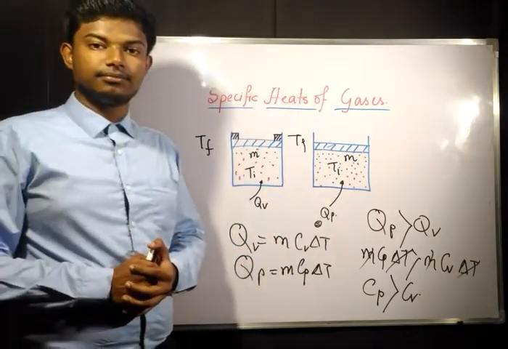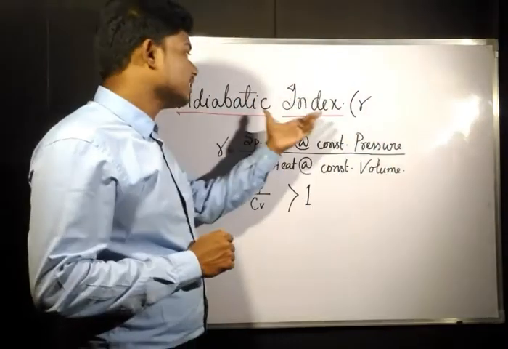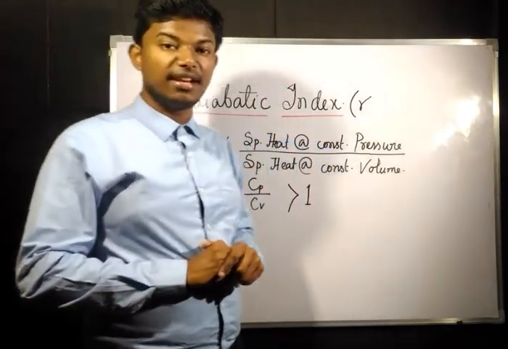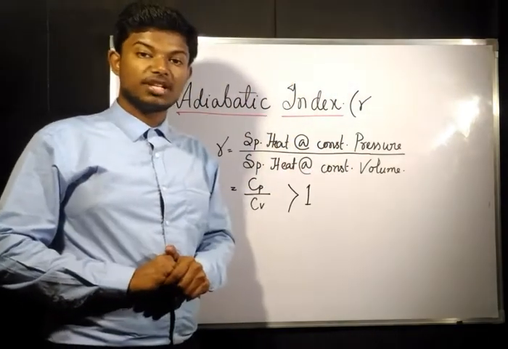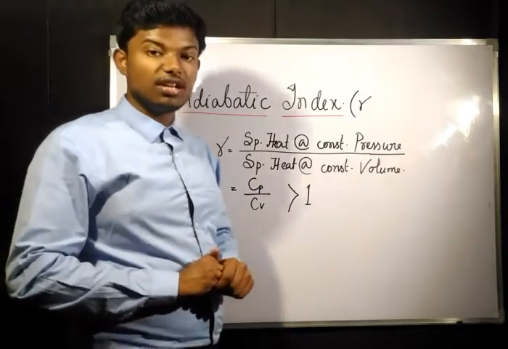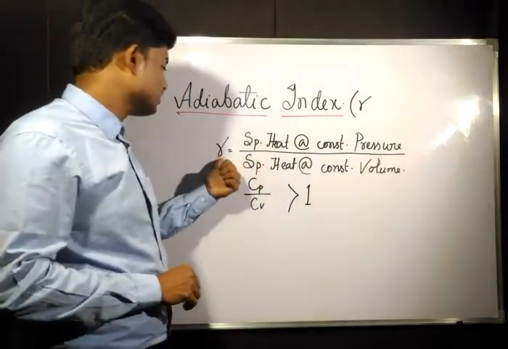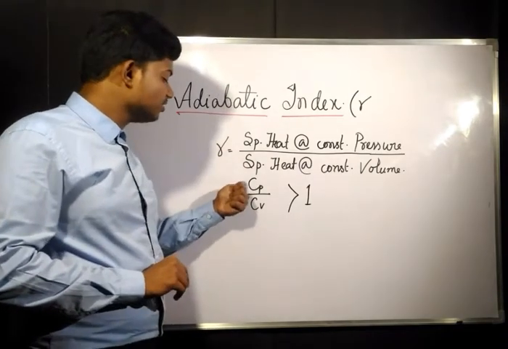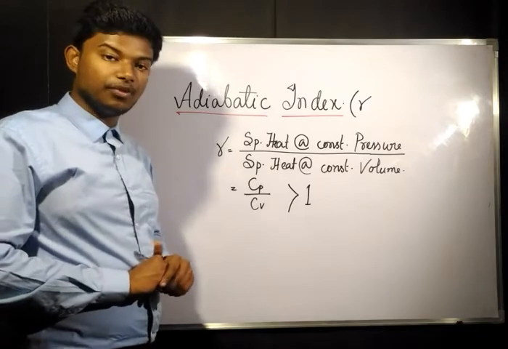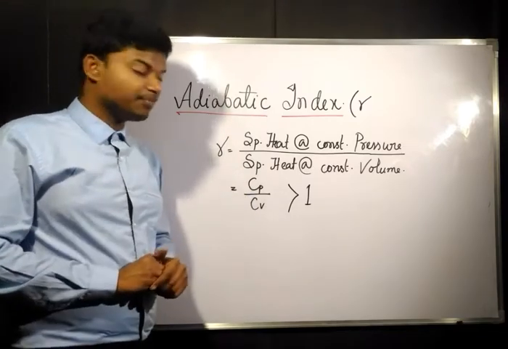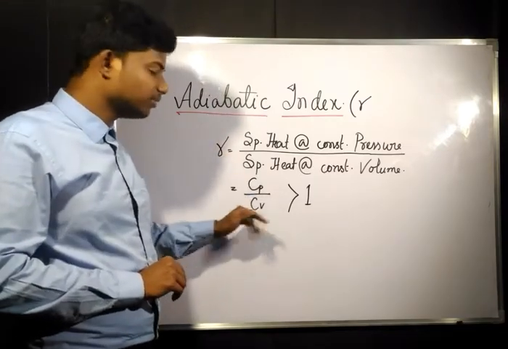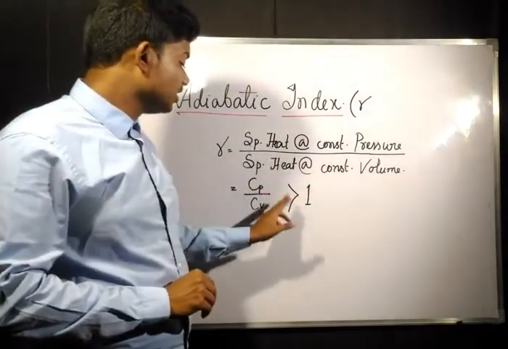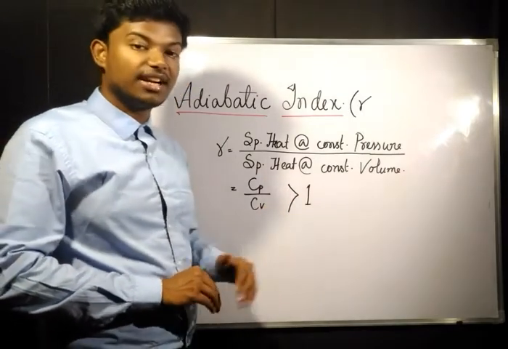Okay, the next thing we are going to discuss is the adiabatic index gamma. Now what is the adiabatic index? It is the ratio of specific heat at constant pressure to specific heat at constant volume. This is known as the adiabatic index and is written as gamma. It is the ratio of Cp to Cv, and this whole thing is going to have a value which is greater than 1.